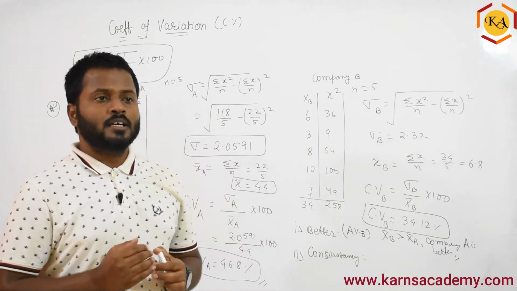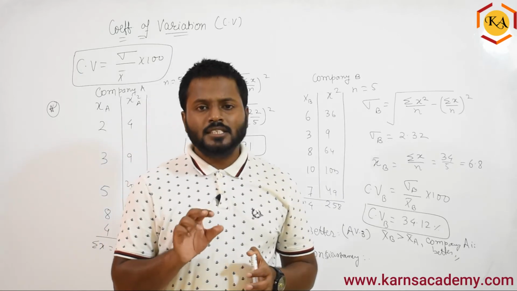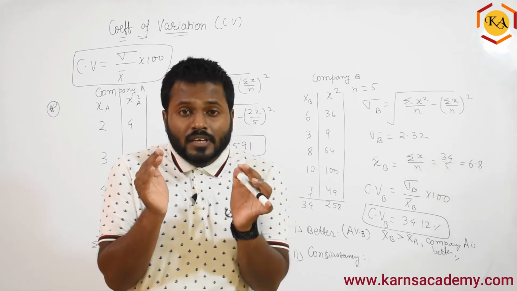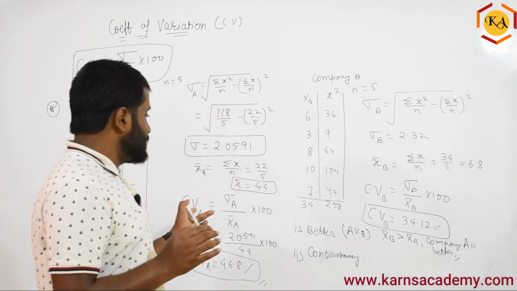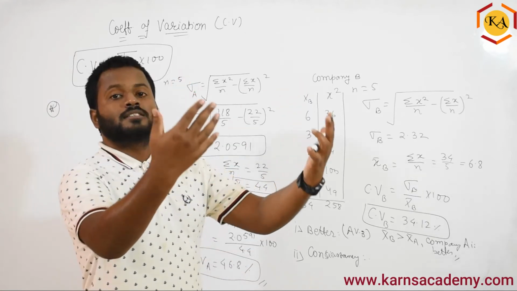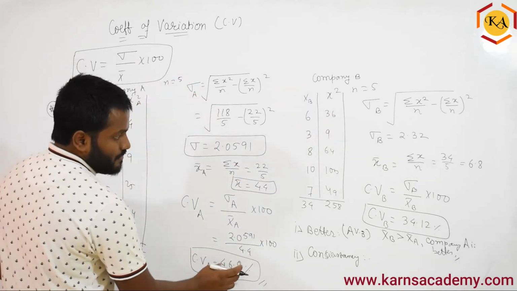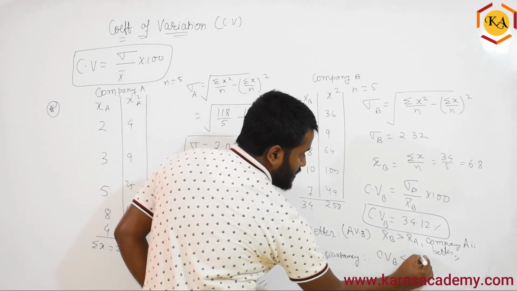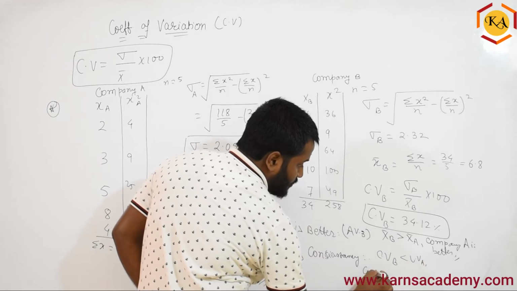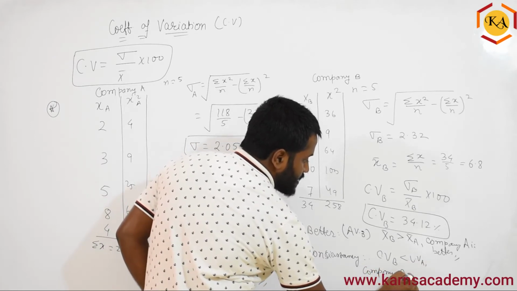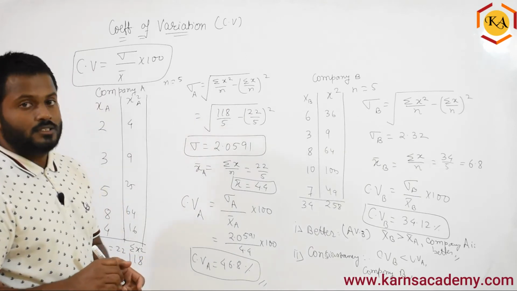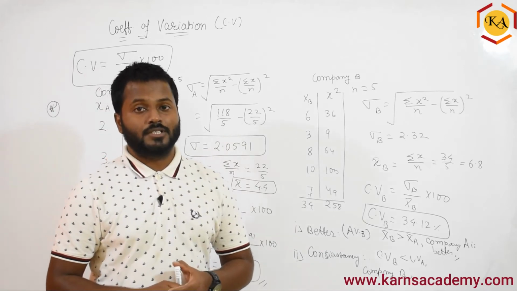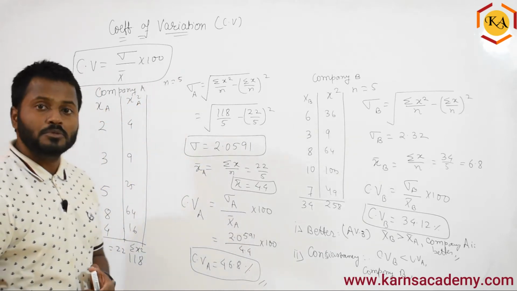Whereas the other player, in the 10 matches, every match he is scoring between 50 and 60. So what we can tell is, at least this player is consistent. Why? Because his variation is less. So whichever variation is less is more consistent. So here, CV A or CV B, let me write CV B is less than CV A, which means company B is more consistent. So these are the two major parts we have to take care of while doing the coefficient of variation problem, right? So that's it about the coefficient of variation.